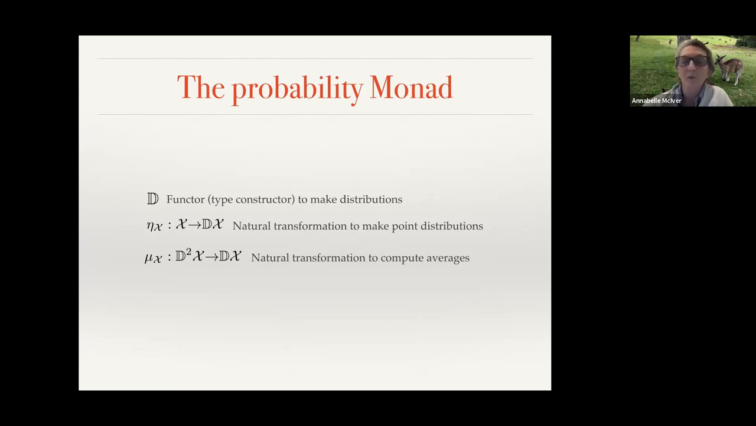So we're just using the probability monad. I won't talk about this a great deal because I guess it's extremely familiar to everyone. So we're just having D as the type constructor to make distributions. Then we have the two natural transformations, one to make point distributions and one to compute averages.